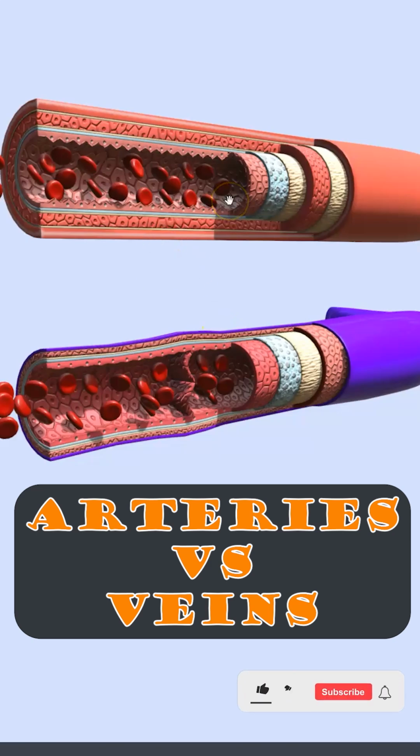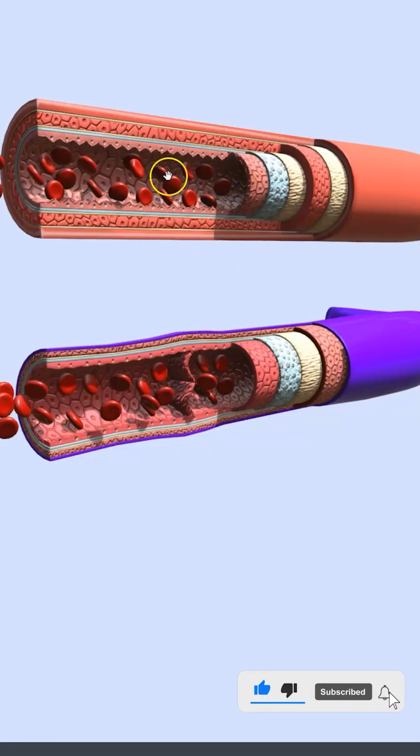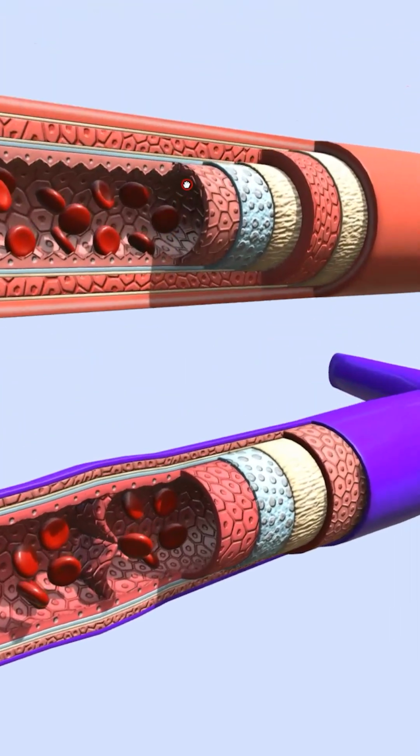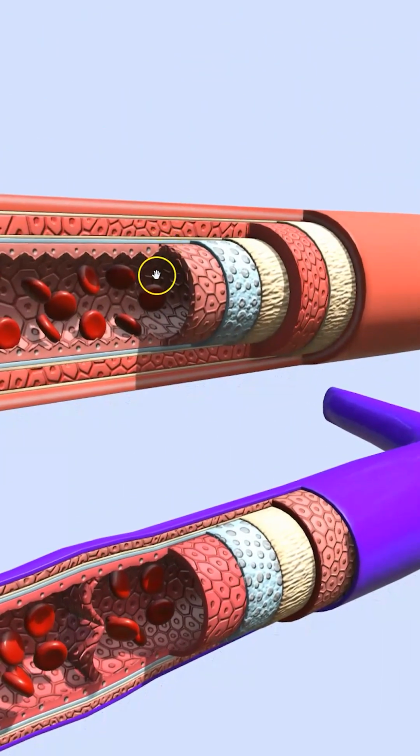Here we can see the two different types of blood vessels that can be found in the body. We have arteries up here on the top, we have veins down here on the bottom. Arteries are going to carry blood away from the heart, and veins are going to carry blood towards the heart. And the arteries and veins are made up of different layers, and they have some key anatomical differences.